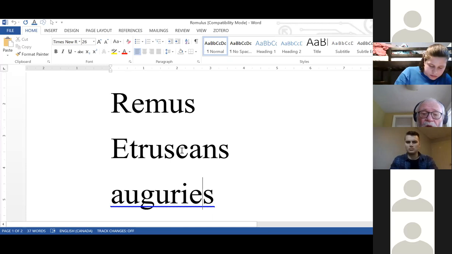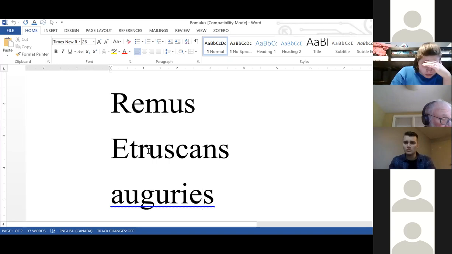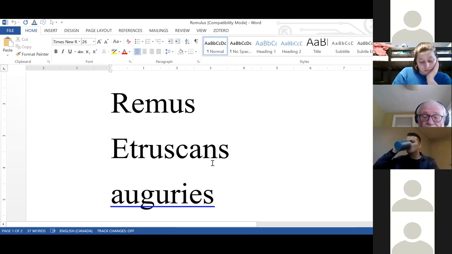The Etruscans were a Bronze Age people who, around about 1000 BC, learned how to use iron. They became an Iron Age people. They never achieved political unity. They were divided, but they tended to dominate the other peoples in Italy.